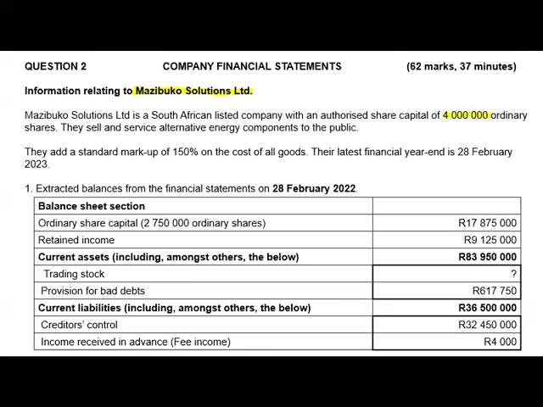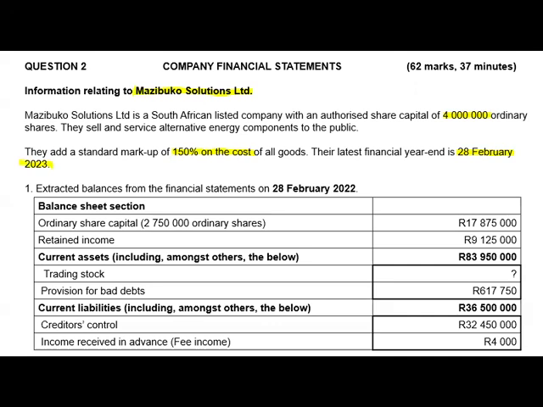This one I'll only use when I get to ordinary share capital. And they also gave me a markup of 150 on cost. And they gave us the latest financial statements. So we know that this is the end of the financial year. If the financial year ends on the 28th of February 2023, when did it start? March 2022. You needed to write that down so that when you do your adjustment, you know which period you're working with.